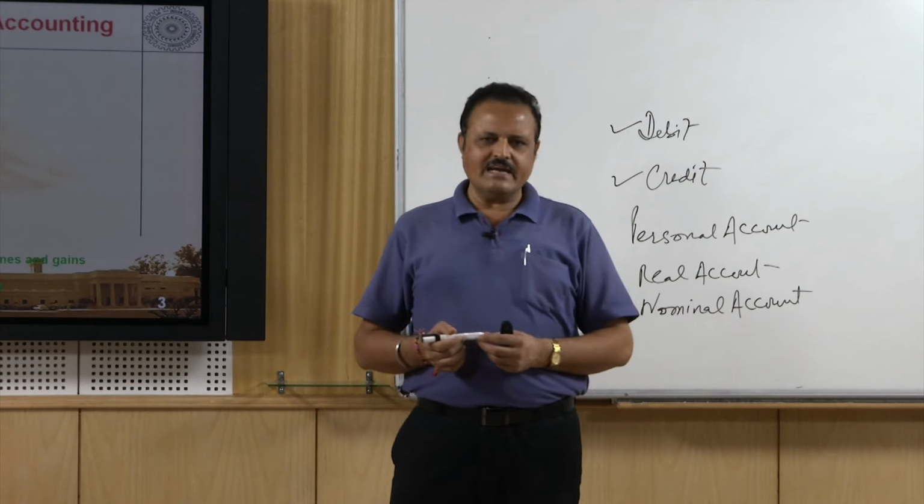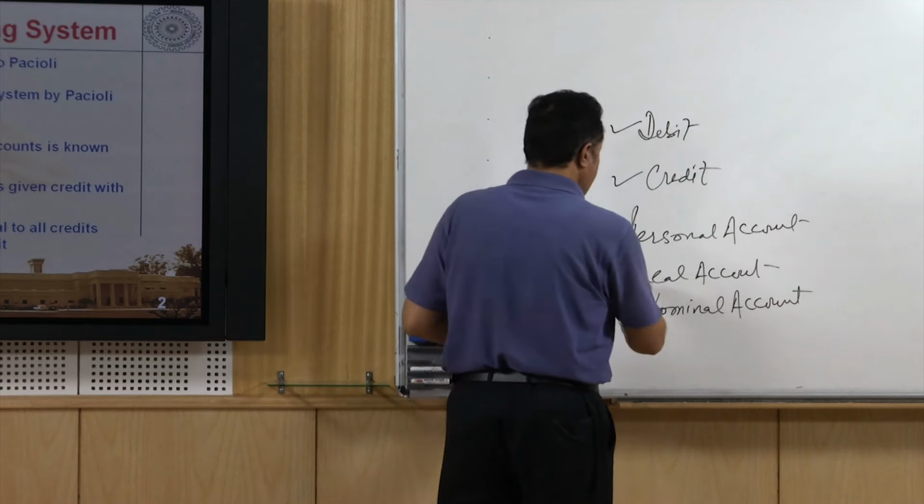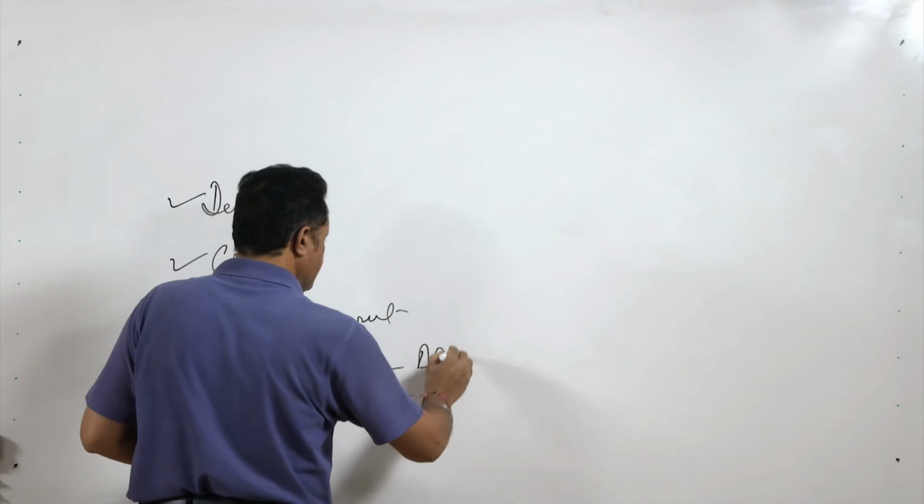The second account is a real account. This account takes into consideration all the properties or all the assets.